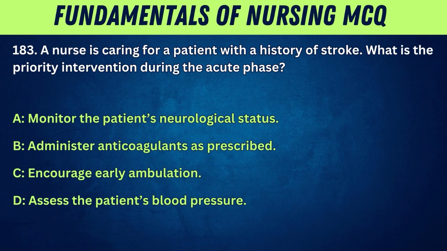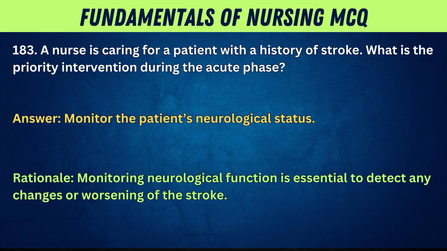183. A nurse is caring for a patient with a history of stroke. What is the priority intervention during the acute phase? A. Monitor the patient's neurological status. B. Administer anticoagulants as prescribed. C. Encourage early ambulation. D. Assess the patient's blood pressure. Answer. Monitor the patient's neurological status. Rationale. Monitoring neurological function is essential to detect any changes or worsening of the stroke.